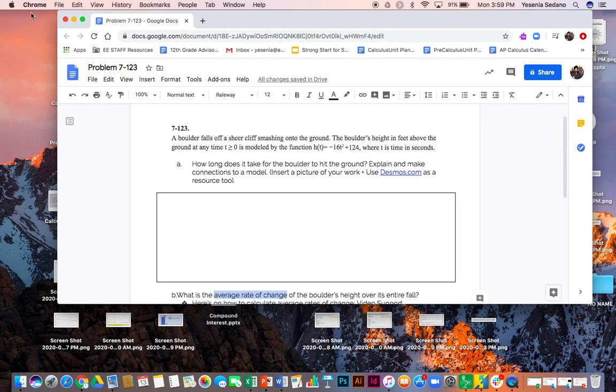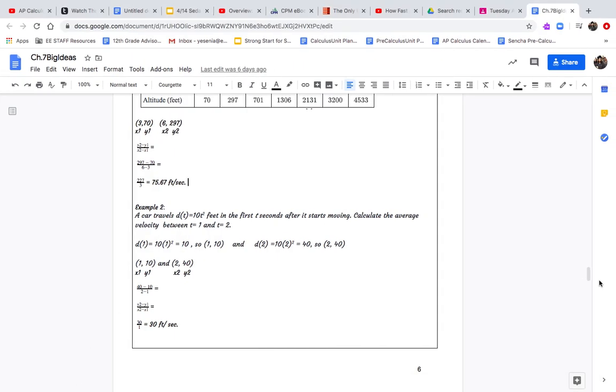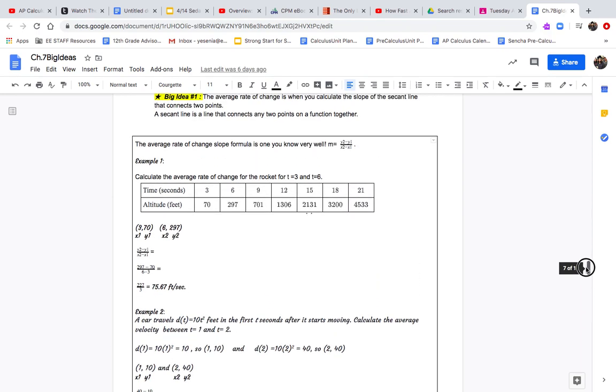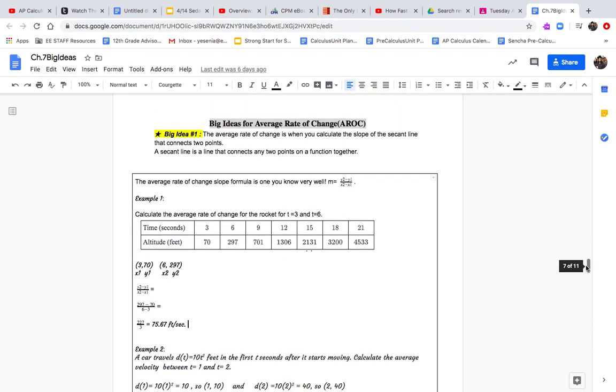All right, so how we calculate the average rate of change, what you want to do is go back to your resources. Where I'm at right now, I'm on the Chapter 7 Big Ideas packet, page 6. That's where it talks about finding average rates of change. Again, a huge big idea is that the average rate of change is you're calculating the slope of the secant line that connects any 2 points on the graph. You don't really have to know much yet about what a secant line means, but basically the average rate of change slope formula is the one that you all know very well. It's y2 minus y1 all over x2 minus x1.